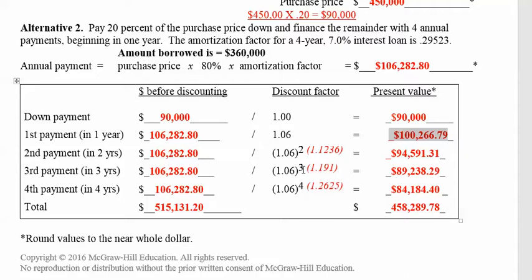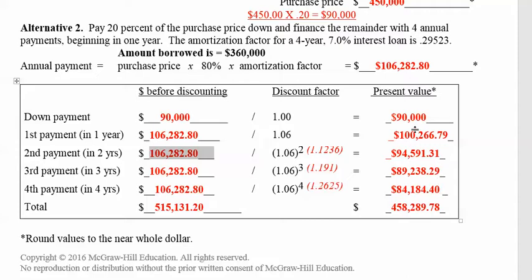1.06 to the third power, by the way, for year 3 is 1.191. 1.06 to the fourth power, 1.2625. We're going to divide our annual payments here by each of those discount factors to get our present values of those future payments. In other words, what is that dollar amount that we're going to pay in 2 years? What is that worth today? Well, there are your answers for your present value of the future payments for each particular year.